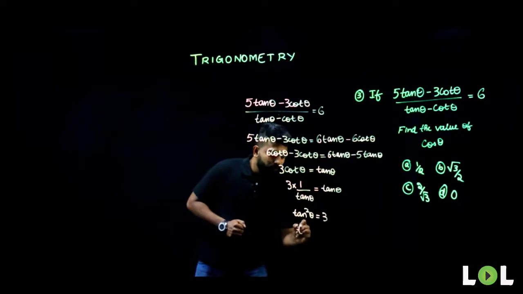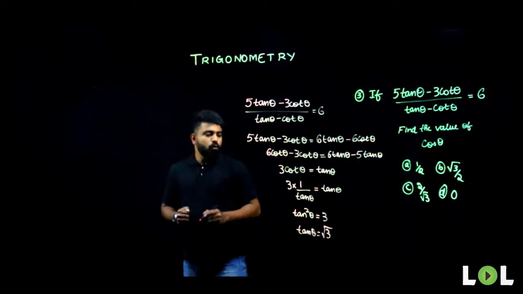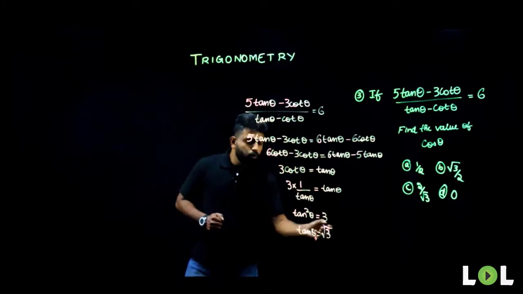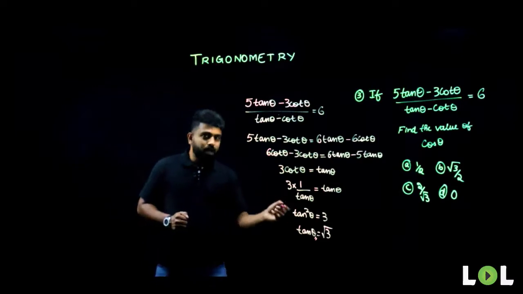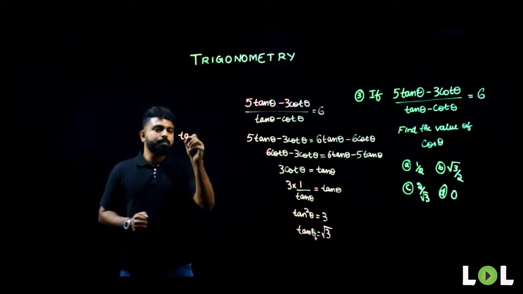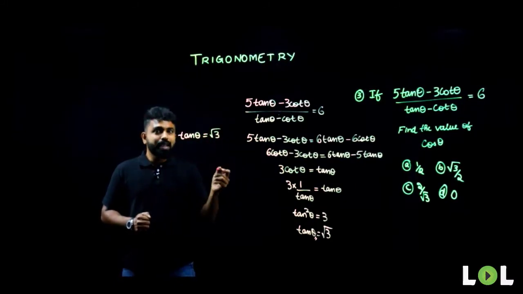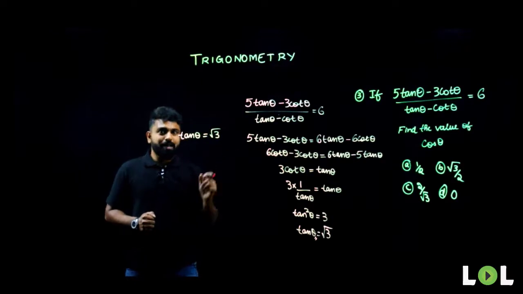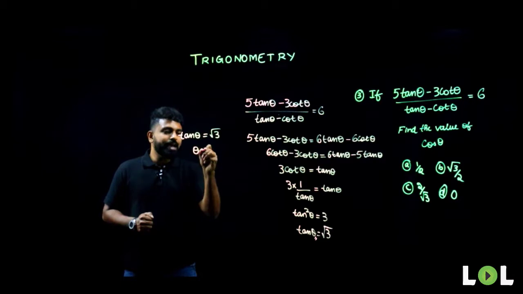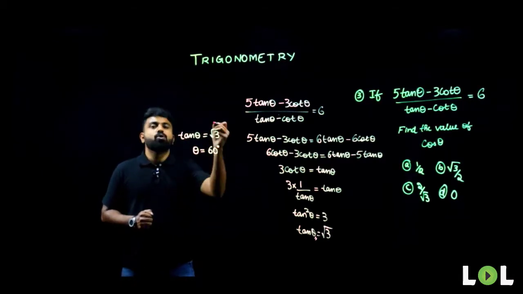So the value of tan theta will be root 3. Now, for what value of theta is tan theta root 3? For 60. We've all learned the table for our trigonometric ratios. So, when will tan theta be root 3? Whenever theta is equal to 60 degrees, tan theta will be equal to root 3.